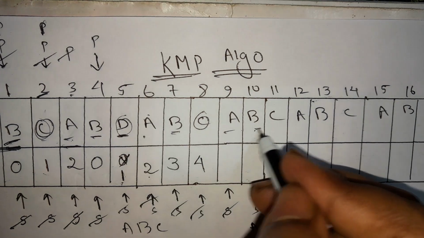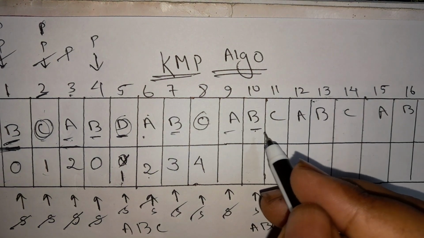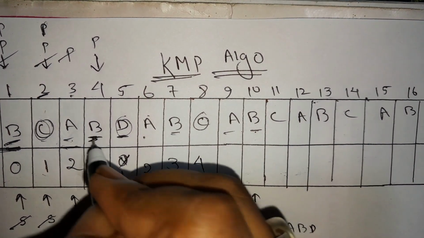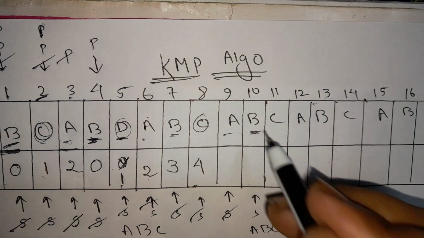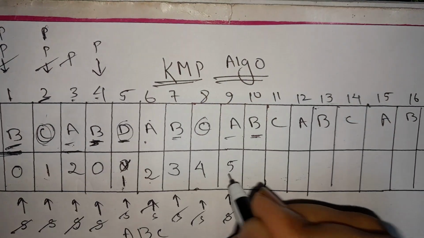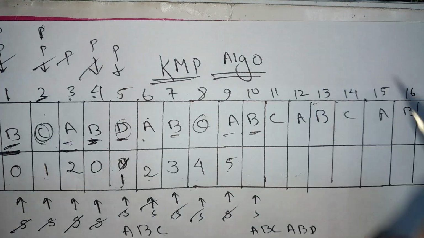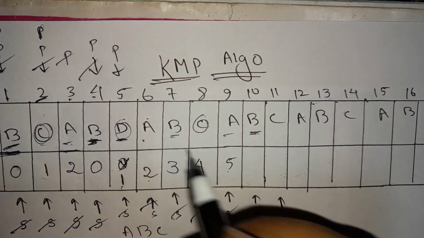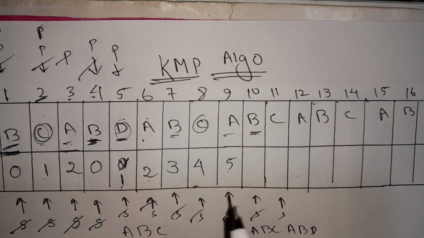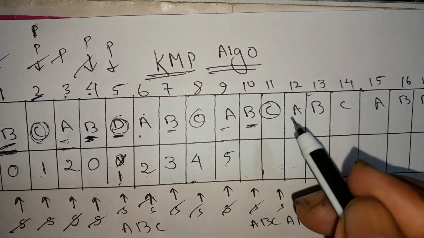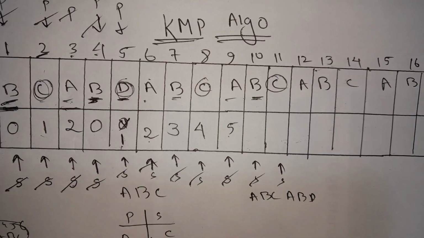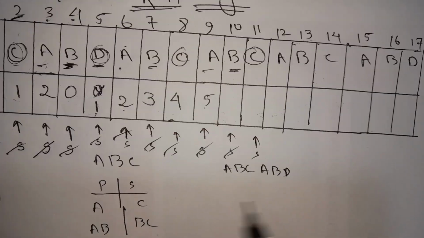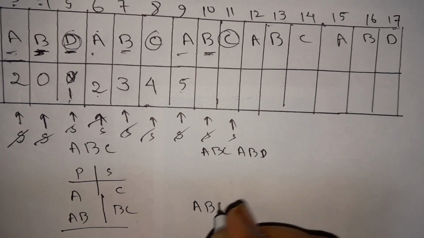B and D are mismatching. Sorry. My prefix is here now, not here. B and B are matching. So 4 plus 1 is 5. Now my prefix is here and my suffix is here. Here you can see that D and C are mismatching. So before moving the prefix here, you have to notice one condition here also.